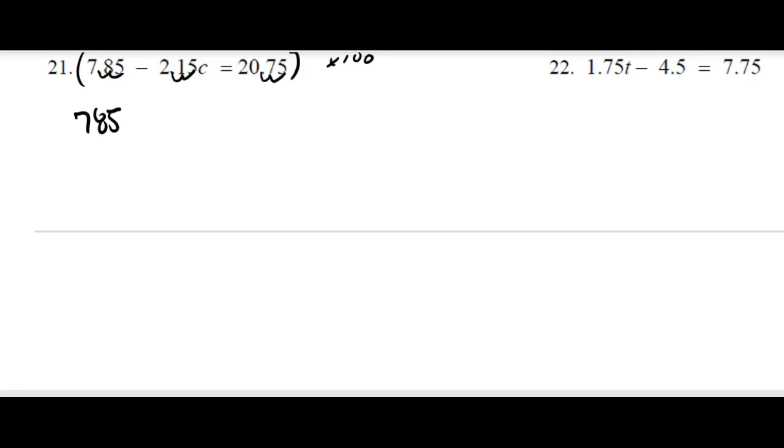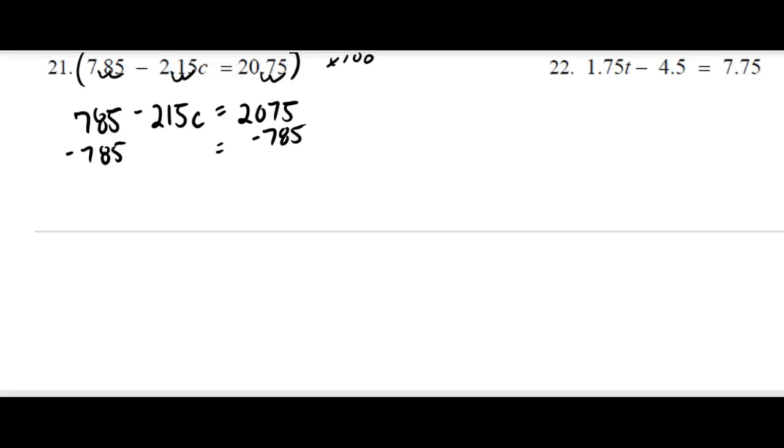And I can do this exact same problem. So now I have 785 minus 215c equals 2075. Okay, so now probably going to need a calculator, it looks like. Because the only thing is that when you clear these decimals out, now you're working with a much bigger number. If you don't mind working with decimals and you're good with the calculator, have at it.